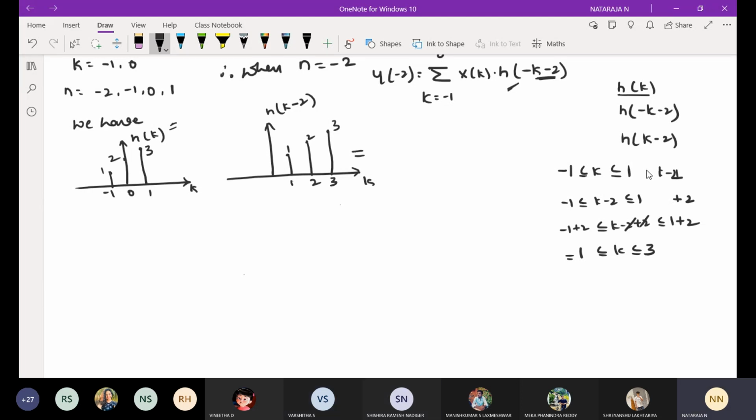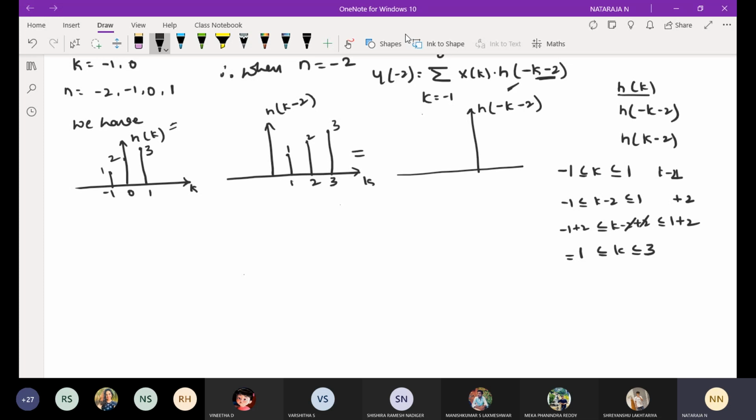Now we want h of minus k minus 2. Already we have k minus 2. I need to reflect this signal. Reflection means mirror image, you have to flip it. Everything that is on the positive side goes to the negative side. This is your h of minus k minus 2.